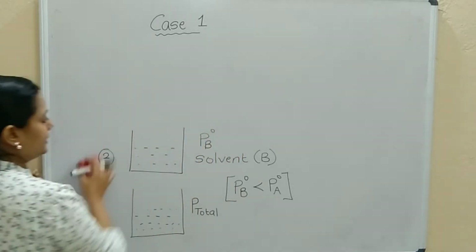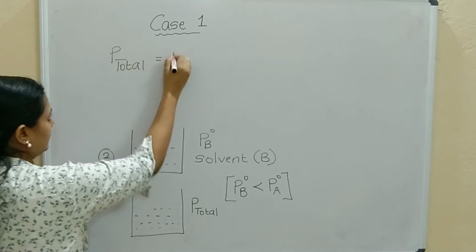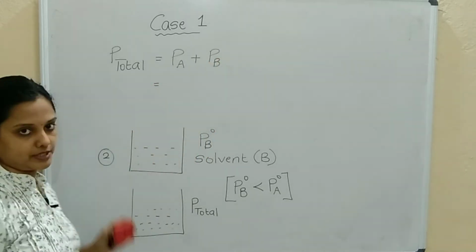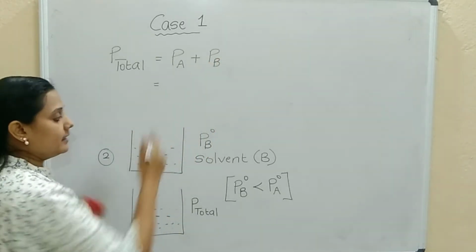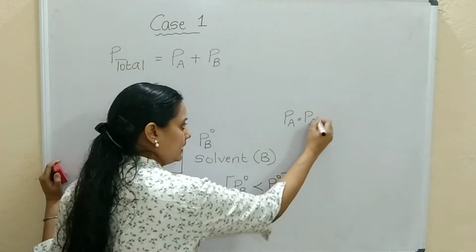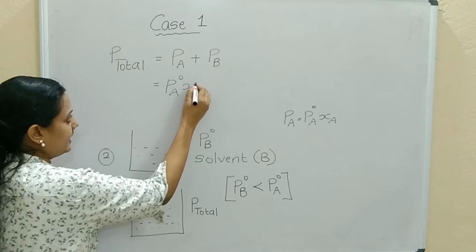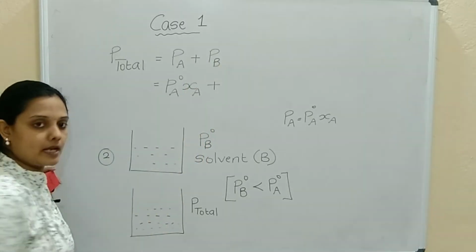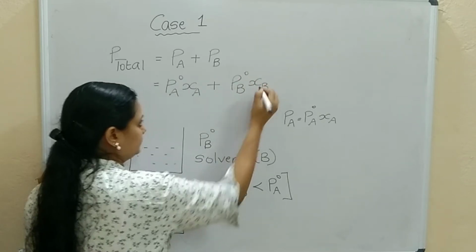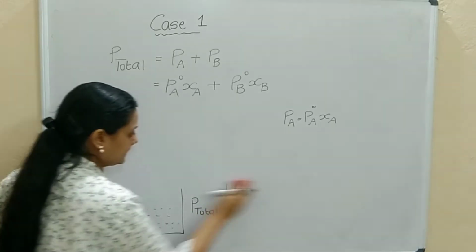P total is equal to the sum of partial pressures. So P total is equal to PA plus PB. Total pressure. What is PA? Think from Raoult's law. PA is equal to PA degree XA. So PA degree XA plus PB can be written as PB degree XB. This is from Dalton's law of partial pressure.